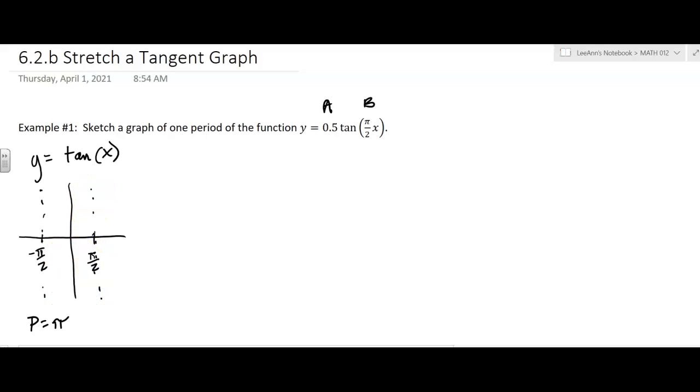So you want to graph, for one period, at least the two asymptotes, and then you're going to have three other points. One is going to be at the origin. One is going to be at pi over 4, and it'll be up there at 1. The other one will be at negative pi over 4, and it'll be down at negative 1. And so you get a curve that looks something like that. And if you need to do another period, then you just mark off another pi and do the same thing. Okay, that's just a regular tangent curve.